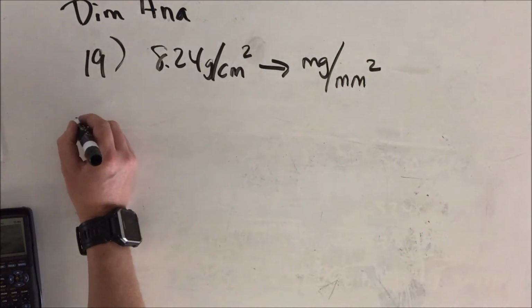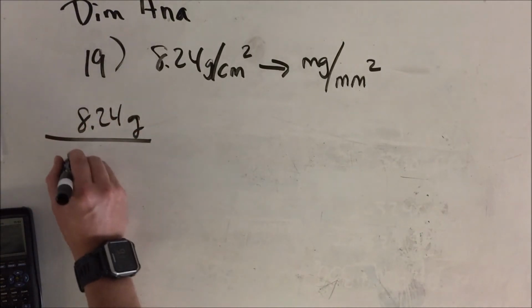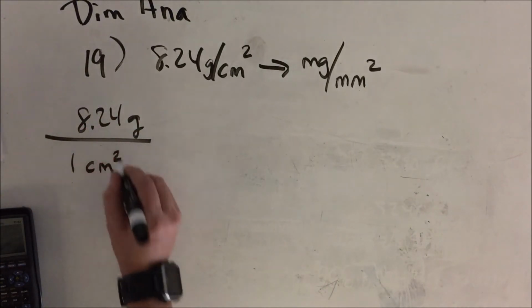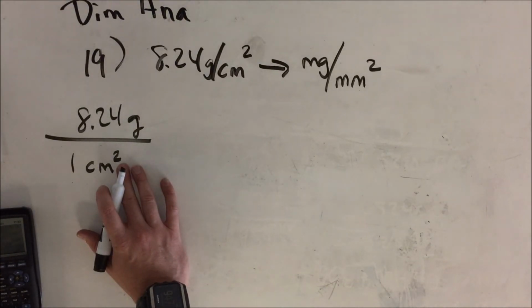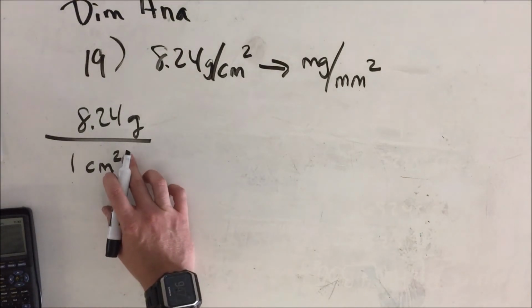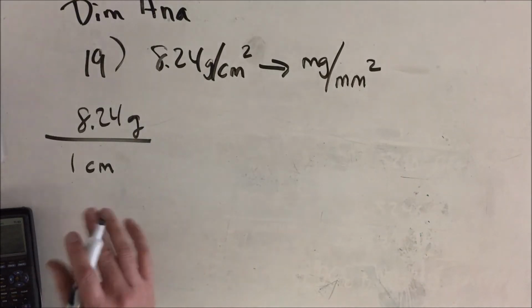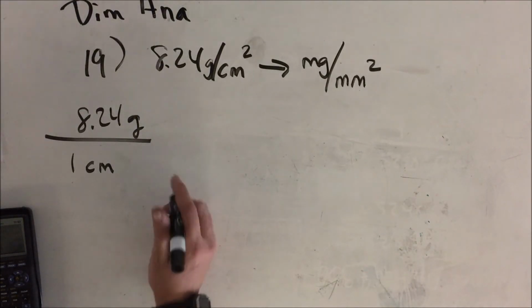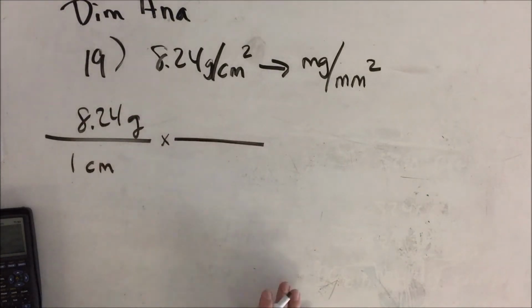So I go ahead and start with what I was given, 8.24 grams over 1 centimeter squared. Now, for the most part, I like to just ignore the square roots for right now. I put them all in later, and it may make more sense to you. It depends on the way your brain works, but I like to leave them out for right this second. So again, it's just like a normal 2 conversion problem.